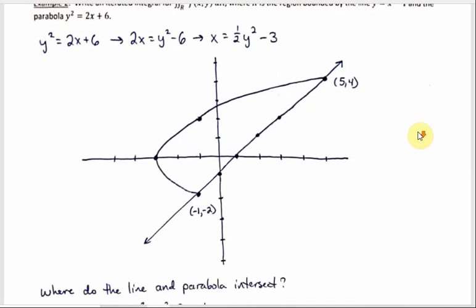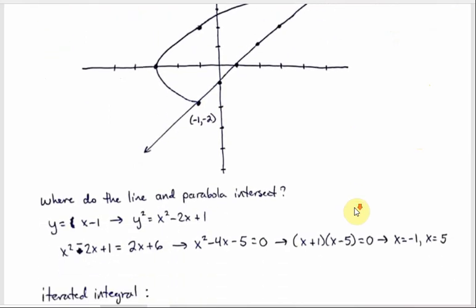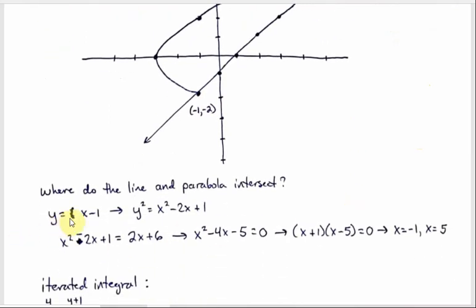The other thing I figured would be helpful is getting these 2 points, where the line and the parabola are going to intersect. So for y equals x minus 1, I just squared it. Then y squared would be x minus 1 quantity squared, which is that. Then I could set that equal to 2x plus 6, because the parabola is y squared equals 2x plus 6. So if y squared is this and y squared is that, we should be able to set them equal to each other and then solve for x.